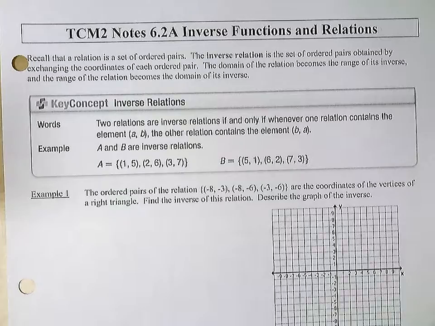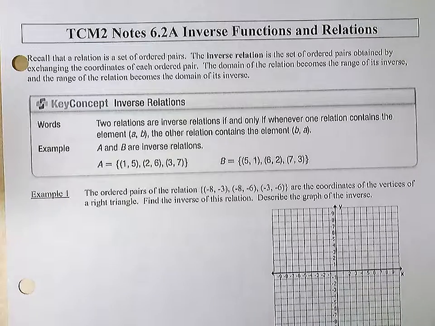Recall that a relation is a set of ordered pairs. The inverse relation is the set of ordered pairs obtained by exchanging the coordinates of each ordered pair. The domain of the relation becomes the range of its inverse, and the range of the relation becomes the domain of its inverse. So all that's saying is that you're switching x and y. You're switching the domain with the range and the range with the domain. So you're switching x and y.